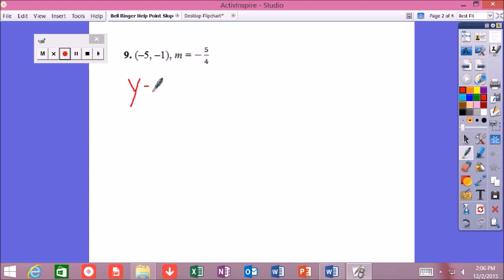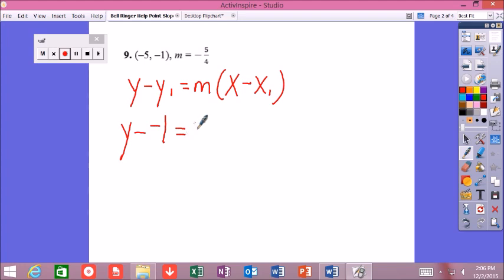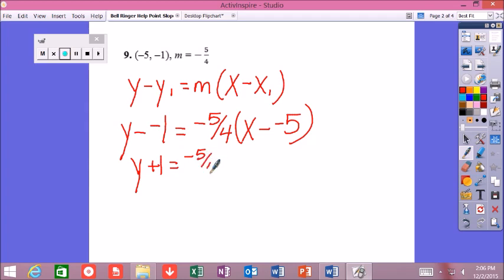For 4 through 9, you're going to work it the same way. We're looking at y minus y1 equals m times the difference of x and x1, and the information is given. y minus -1 equals -5/4, parentheses x minus -5. Again, you were given x1 and y1. Change your double signs. y plus 1 equals -5/4, parentheses x plus 5.